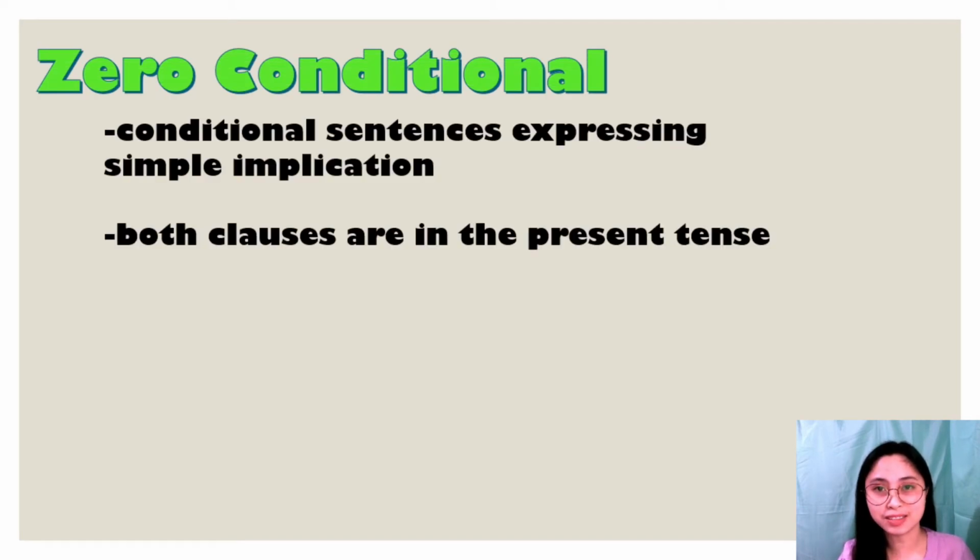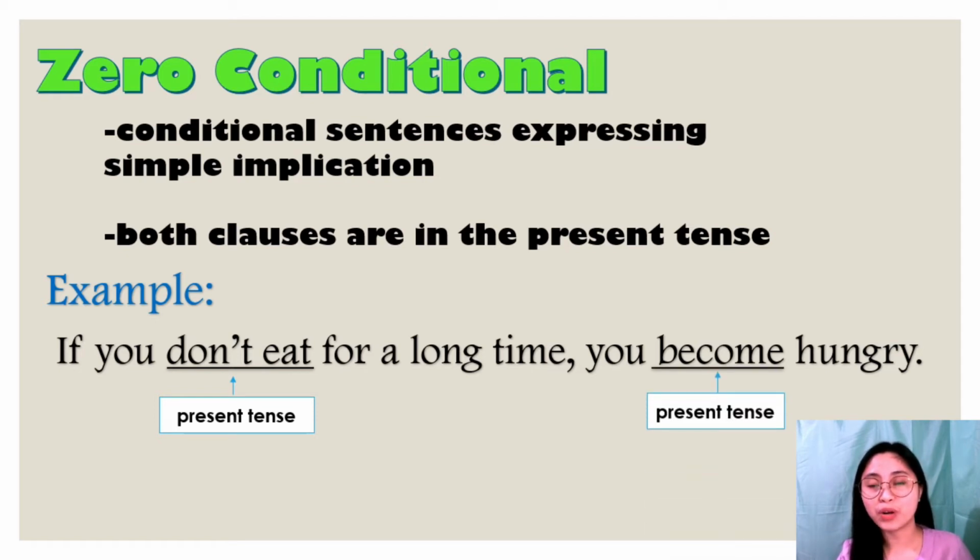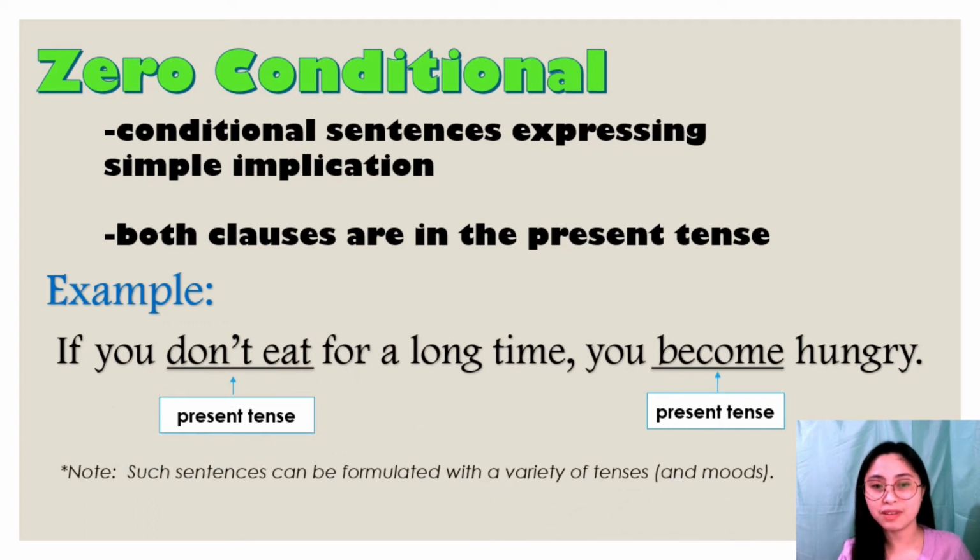Let's try the structure of zero conditional. These are conditional sentences expressing simple implication. Both clauses can use present tense. Example, if you don't eat for a long time, you become hungry. We have here the condition, if you don't eat for a long time, which uses present tense, and the consequence, you become hungry, that uses present tense also. And note, such sentences can be formulated with a variety of tenses and moods.